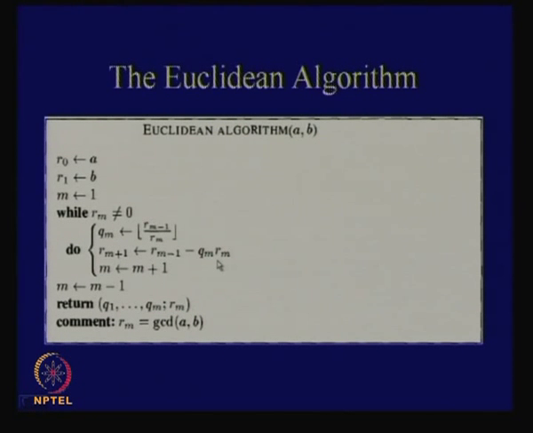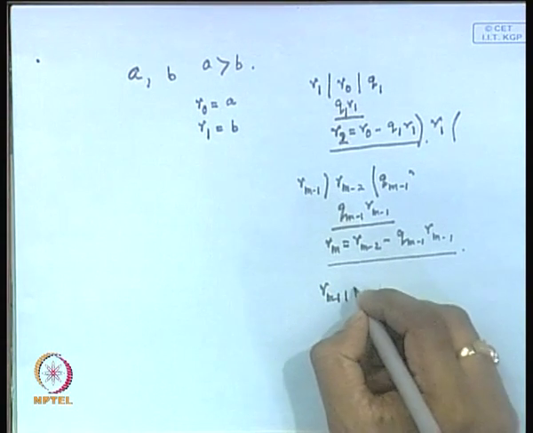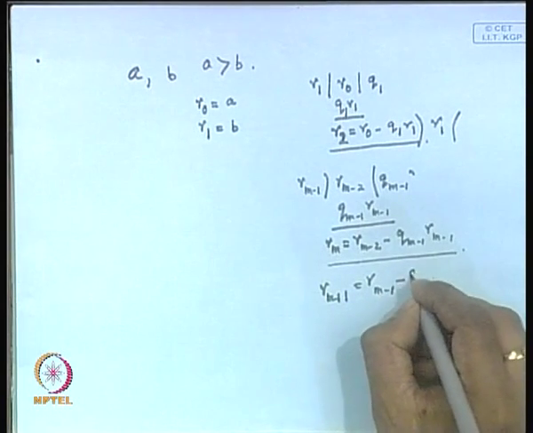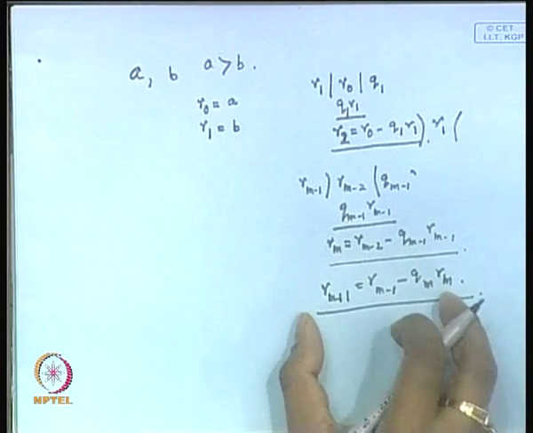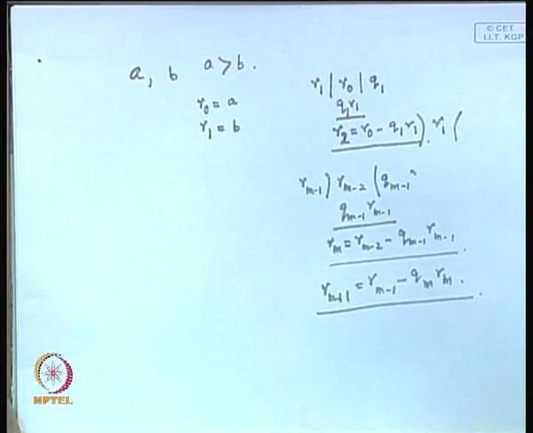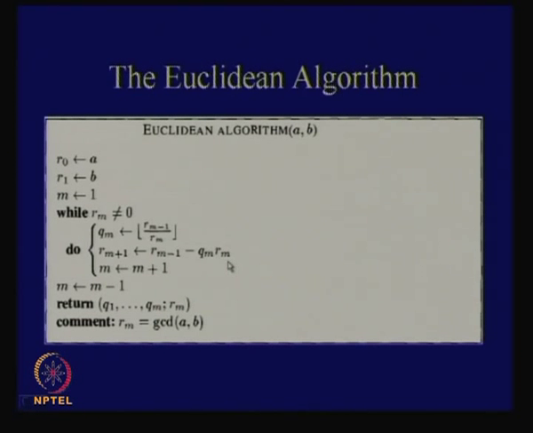In the particular equation that we wrote, you can also write R m plus 1 equal to R m minus 1 minus Q m R m. So, this particular step is written out here. You increment m each time, and when you get the value of remainder equal to 0, you set m equal to m minus 1, that is the previous stage, and you report the corresponding R m, which is the previous divisor, as the corresponding GCD.